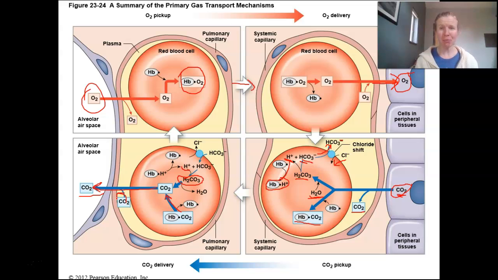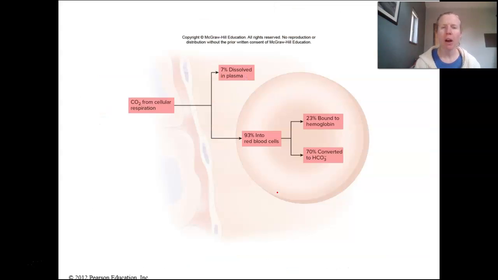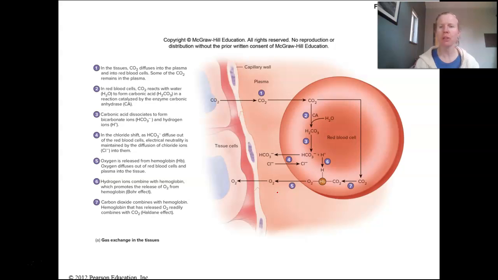Okay, so this image is a little crazy. Some people like to lay it out a little more linearly instead of this whole reaction kind of taking place in the top of a red blood cell. Totally get that. So in your book, this is more what it looks like. So they're showing the CO2 coming from the tissues.